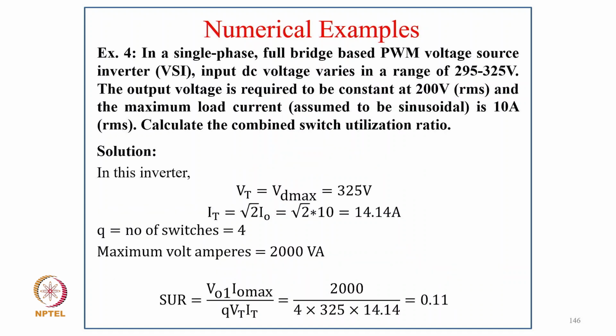35.71%. Coming to example 4: in a single phase full bridge based voltage source inverter, the input DC voltage varies from 295 to 325. The output voltage is required to be a constant 200 volt, and the maximum load current is assumed to be 10 ampere.